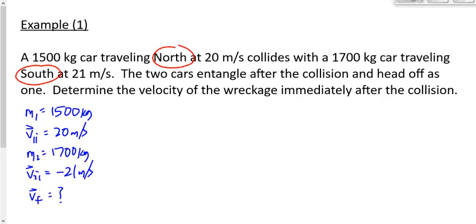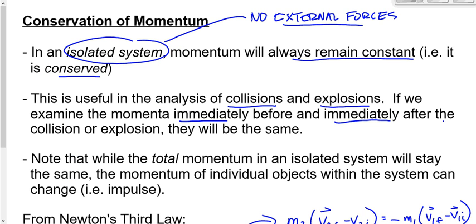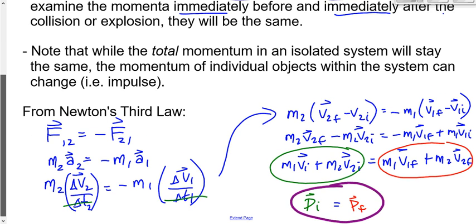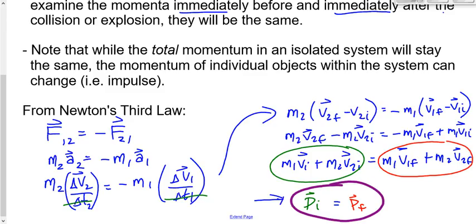Not V1F, not V2F, but VF. There's only one VF because these objects have stuck together. One object after the collision, we'll just call it VF. Now we're going to say that PI equals PF. Remember, just a minute ago, that's the equation that we derived right here. The law of conservation of momentum, the total initial momentum equals the total final momentum.